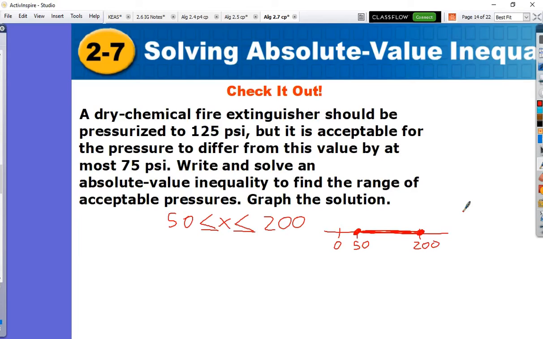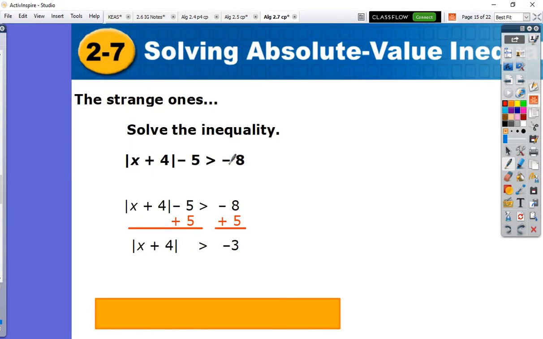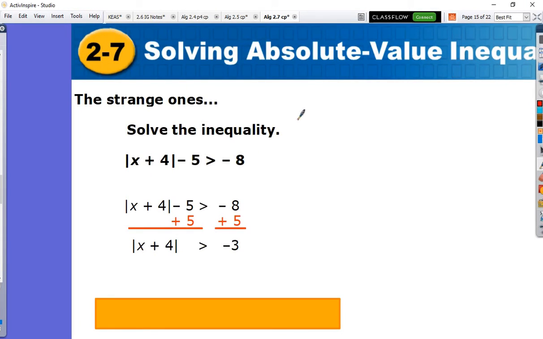Last ones we're going to talk about are the weird ones, the strange ones that we're going to run into. So this is already solved for you. Remember in chapter 1, we didn't solve them if it was a negative, but because we've got inequalities, sure, why not? We can solve them. Look what goes on with this one.